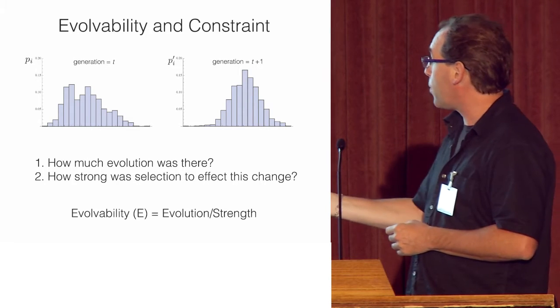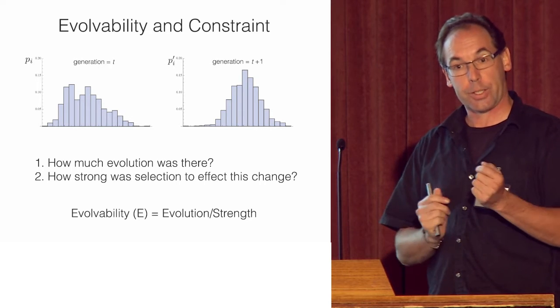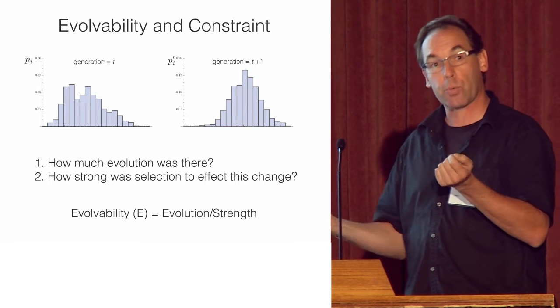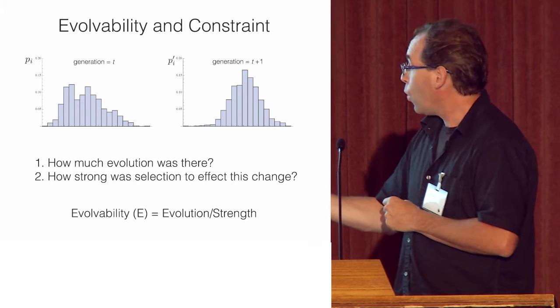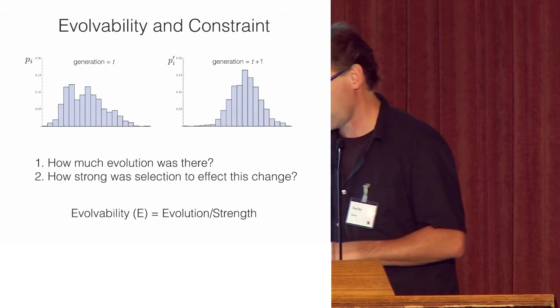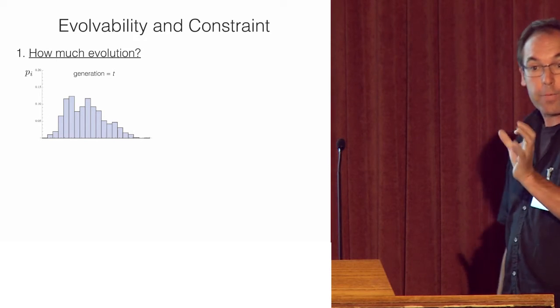So if that's really big, that means I can get a lot of evolutionary change with very little selection. If it's small, I have a hard time getting any evolutionary change, even with really strong selection. So that's what I want to use as my measure of evolvability. Of course, the inverse of that is a measure of constraint. And so I need to come up with a general way of quantifying those two things.